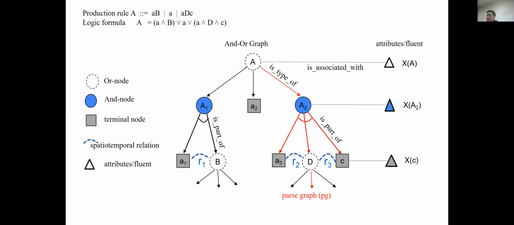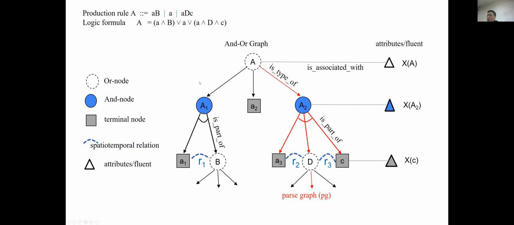Okay, so let me give you a couple of slides to illustrate what I mean by AND-OR graph. An AND-OR graph basically is a graphical probabilistic representation for some logic formulas. For example, you have a production rule A goes to AB or ADC.